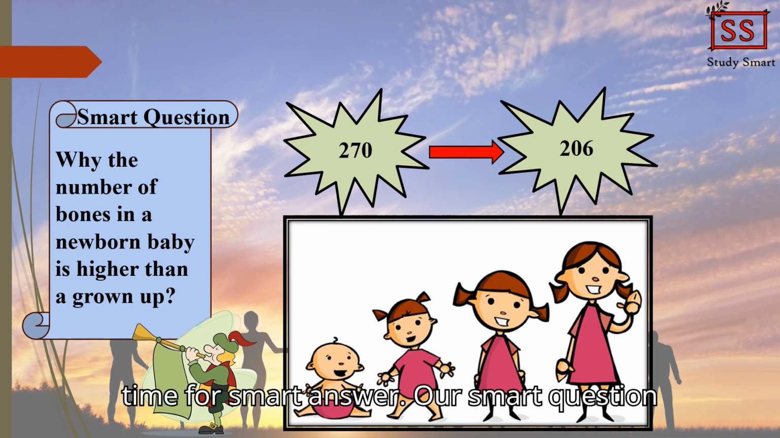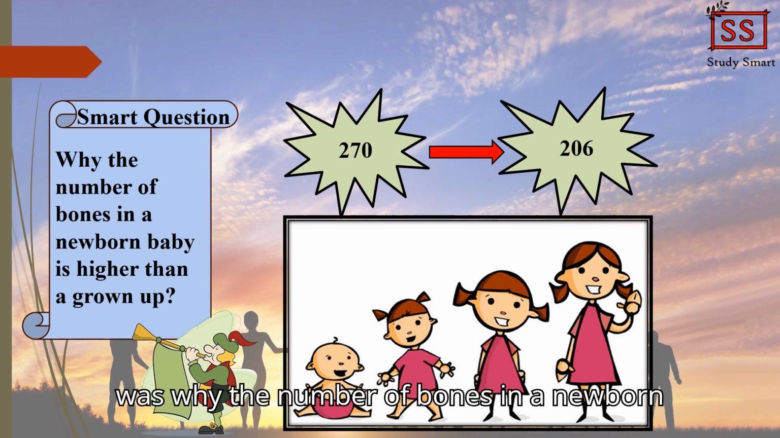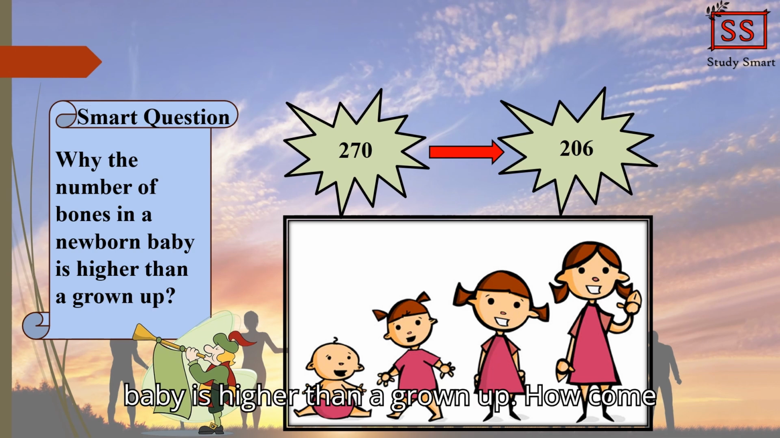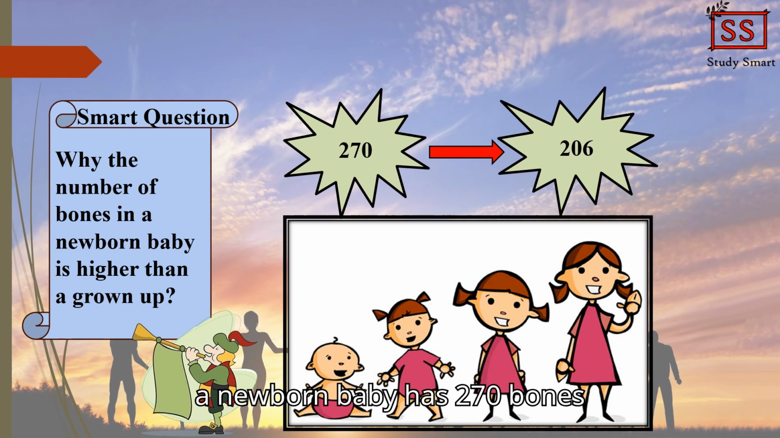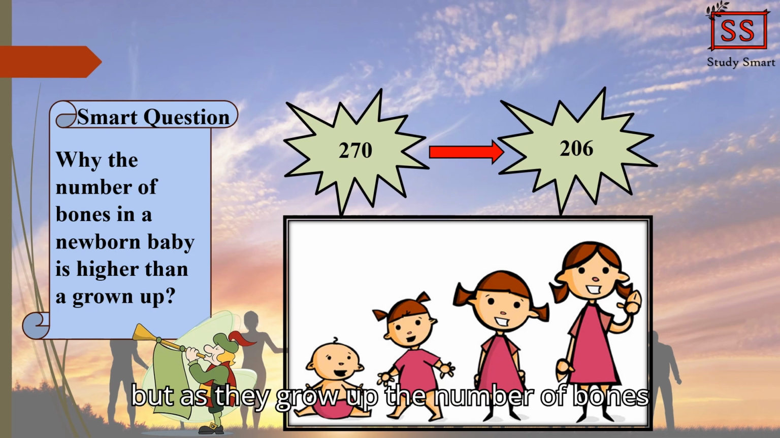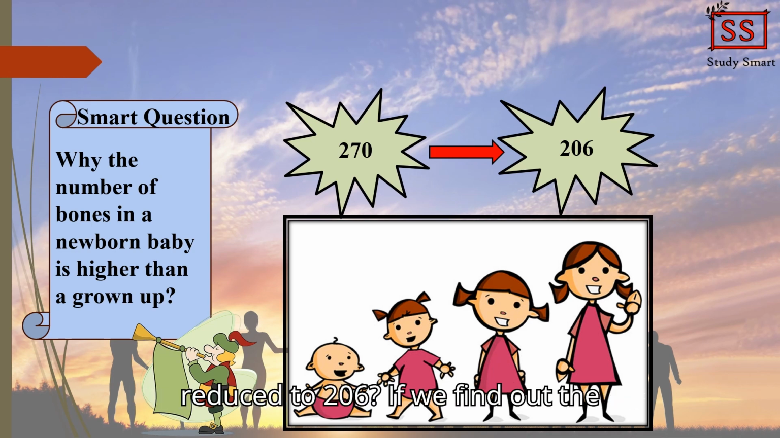Well, it's time for the smart answer. Our smart question was, why is the number of bones in a newborn baby higher than in a grown-up? How come a newborn baby has 270 bones, but as they grow up, the number of bones is reduced to 206? Have you found out the answer?